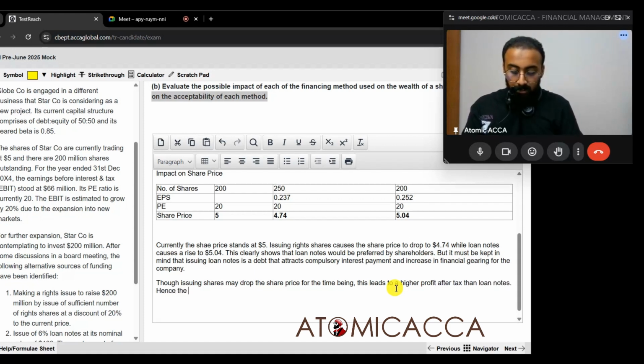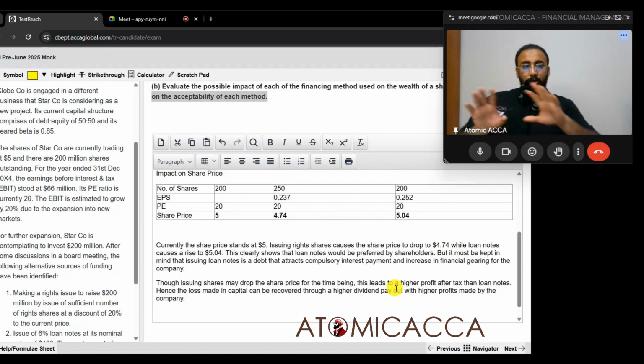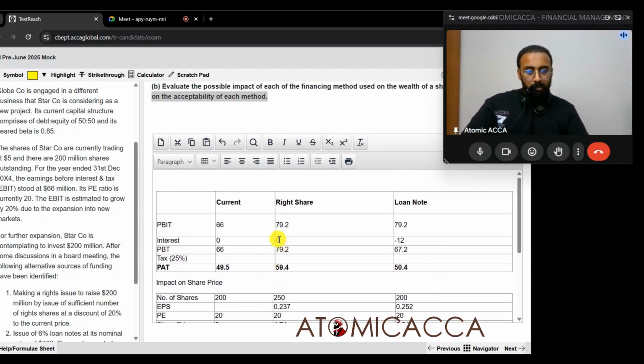Hence, the loss made in capital can be recovered through a higher dividend payout with higher profits made by the company. So now we have told positive and negative for both. And with this, our final evaluation for this question is also done.